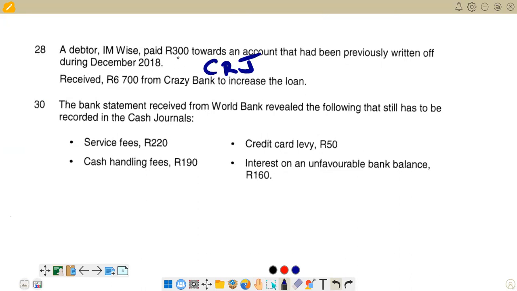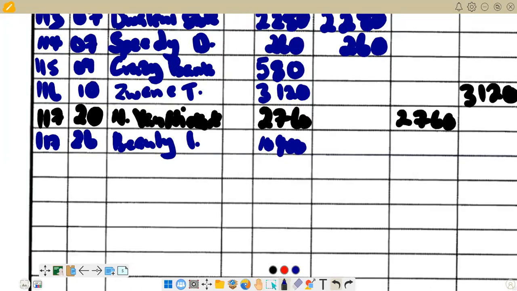So the amount is 300, and the date we are given is 28. This 300, we are going to put it under analysis of receipts. And also, since we are receiving this money, it is going to be put under bank. And then for the other account, we go to sundry. Since we don't have a column for bad debts recovered, we put it under sundry, 300 again. So we can go back there and put this one.